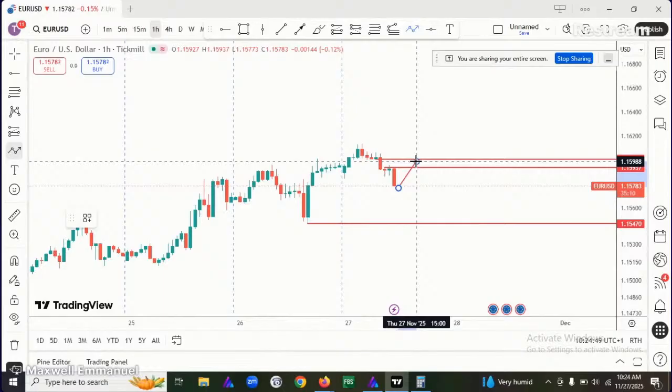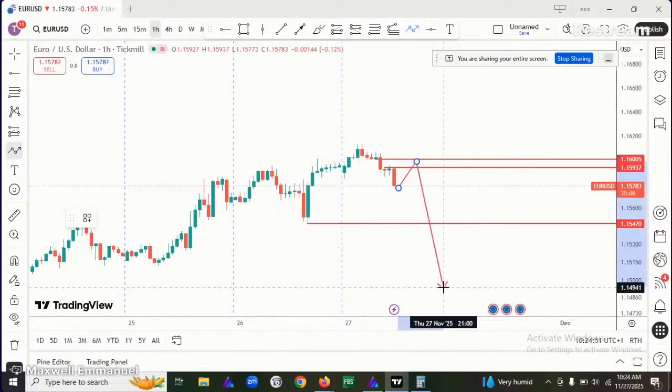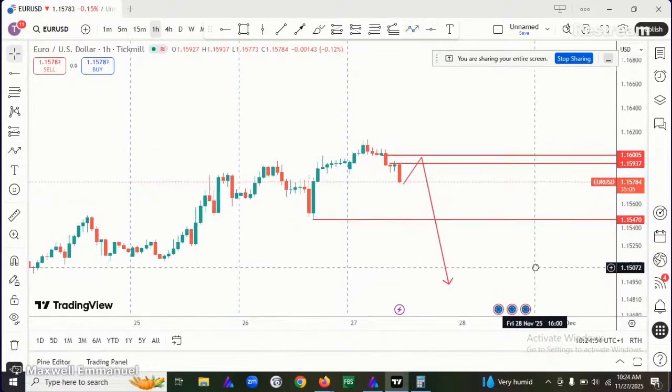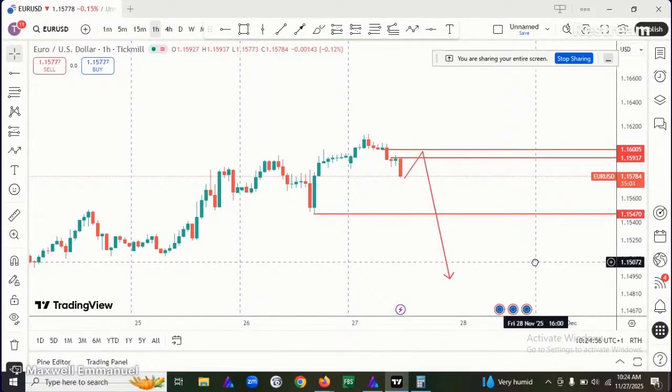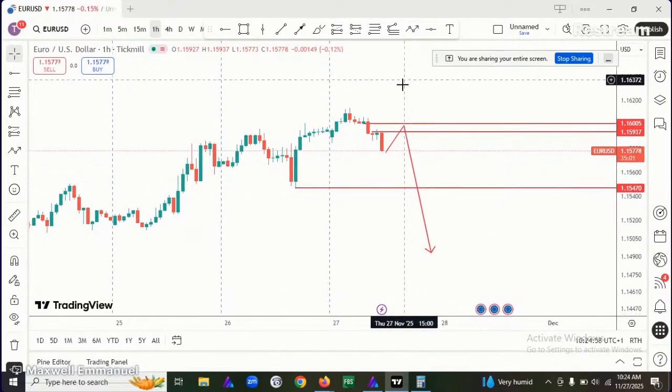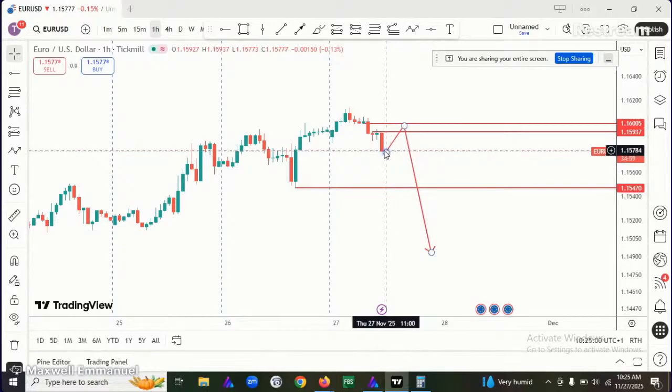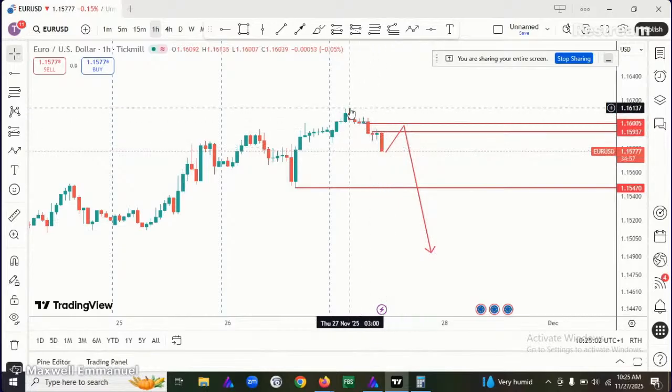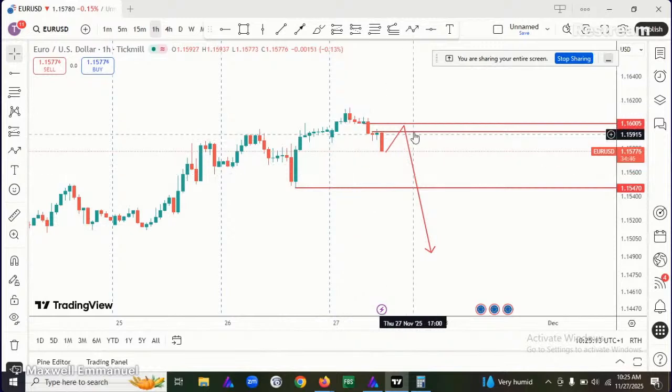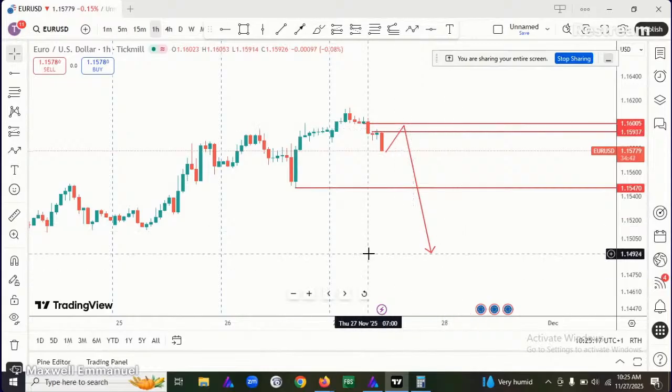Selling from the current market price is very high risk, so patiently wait. If you sell from this point, your stop loss will be at this point, 1.61315. That's about 40-something pips of risk. Not too bad, but it's best to wait for price to pull back to this zone before you sell. I hope that is clear.